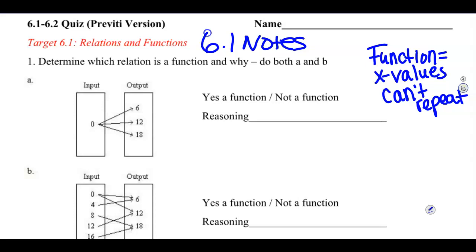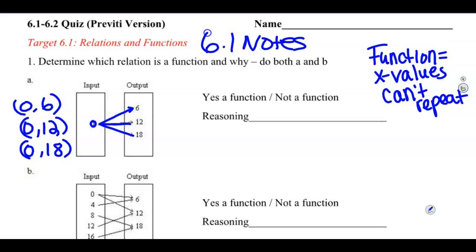For this first one, we're going to write out the ordered pairs. This is 0, and then our first ordered pair. So we have 0, 6, we have 0, 12, and we have 0, 18. Again, our ordered pair is always just x comma y. So we are only looking at the x values. It is a function if no x repeats.